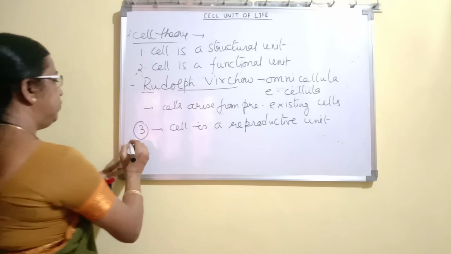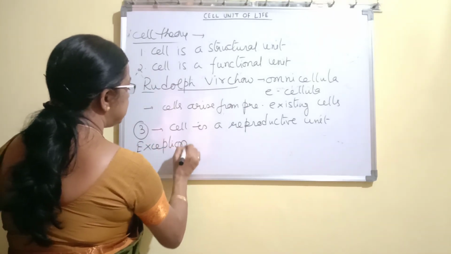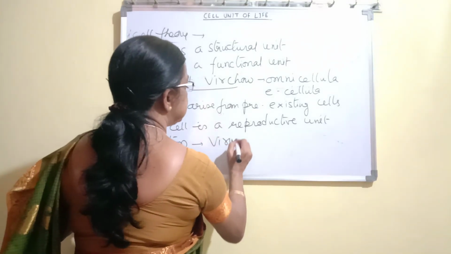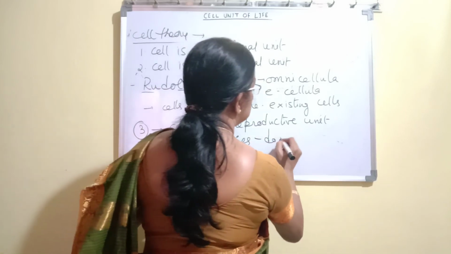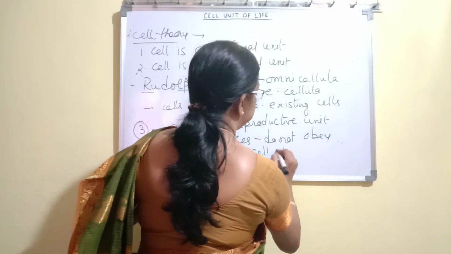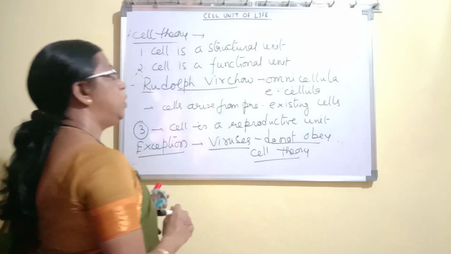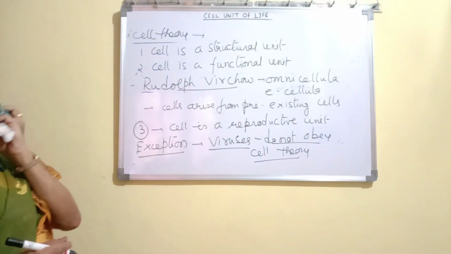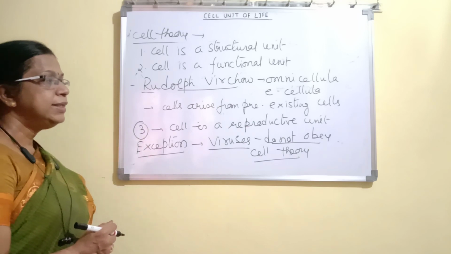Now lastly, we will see what is the exception to cell theory. Exceptions to cell theory are viruses. Viruses do not obey cell theory because they are non-living or acellular. They are non-living or acellular, so they do not obey cell theory.